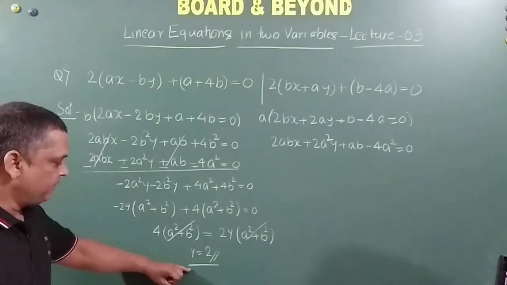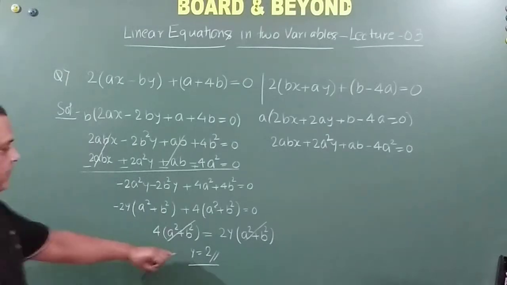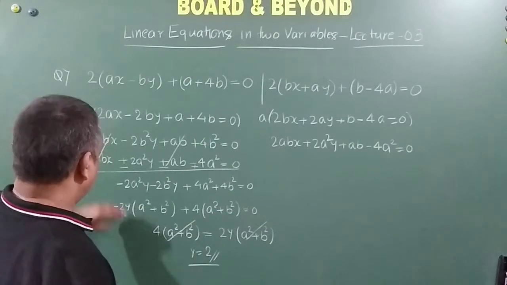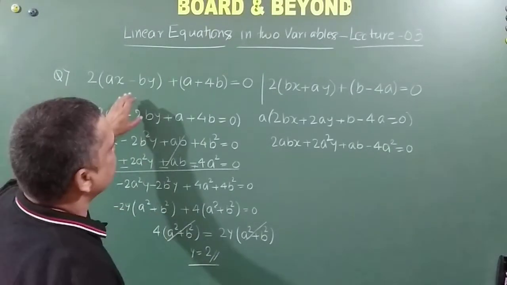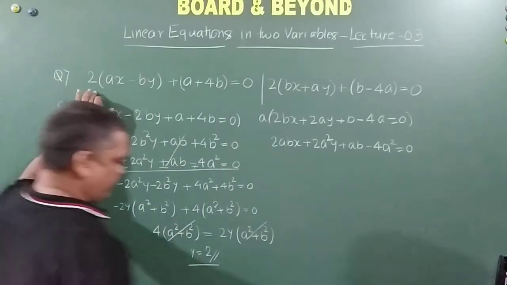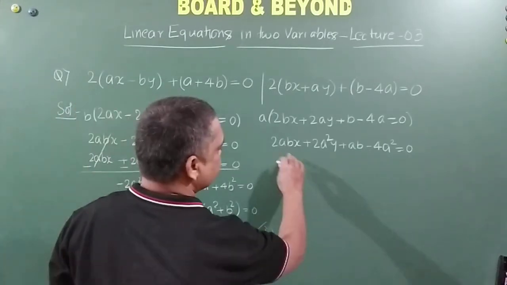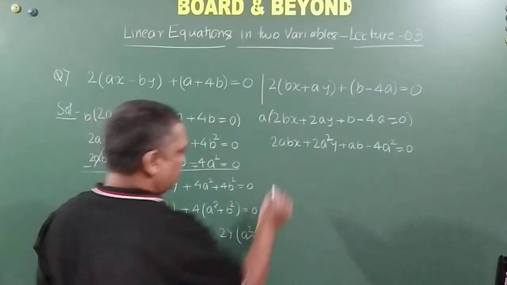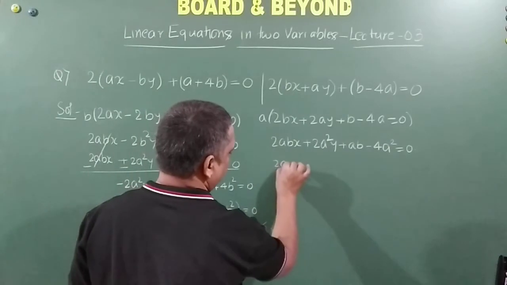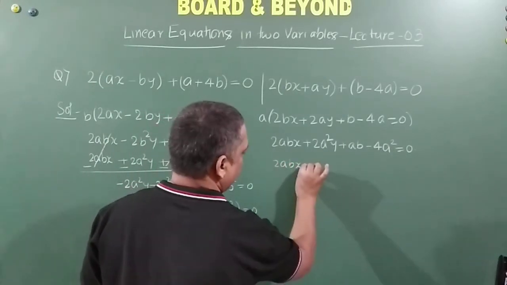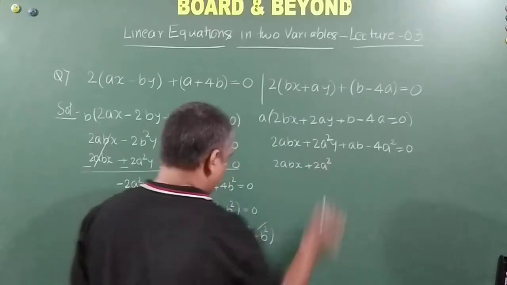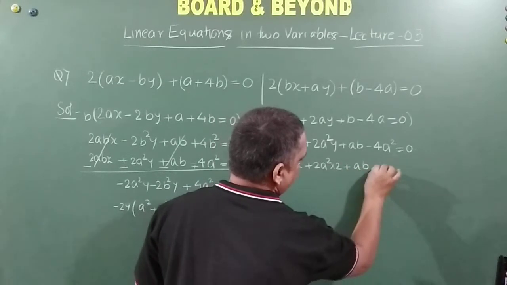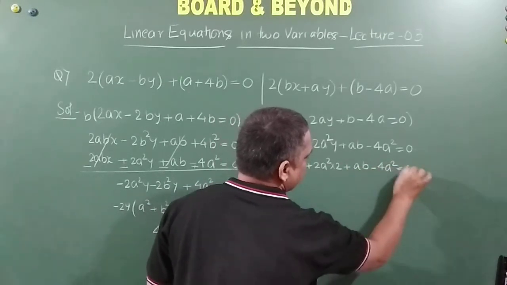Now to get the value of x, I can substitute this value of y in any one of the equations. So let me substitute it in this equation first. This equation, right? No problem. Or we can substitute it here itself. Yeah, this will be a little easier for us. So with y equal to 2, 2abx plus 2a square y, that is 2a square into 2, plus ab minus 4a square is equal to 0.